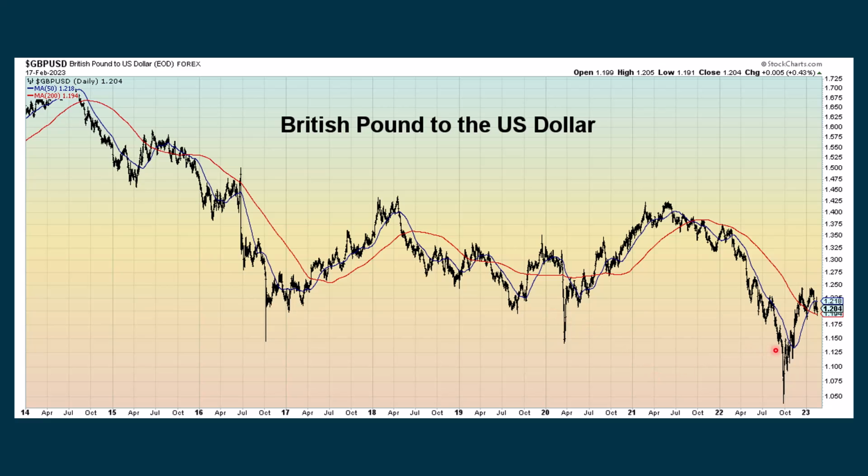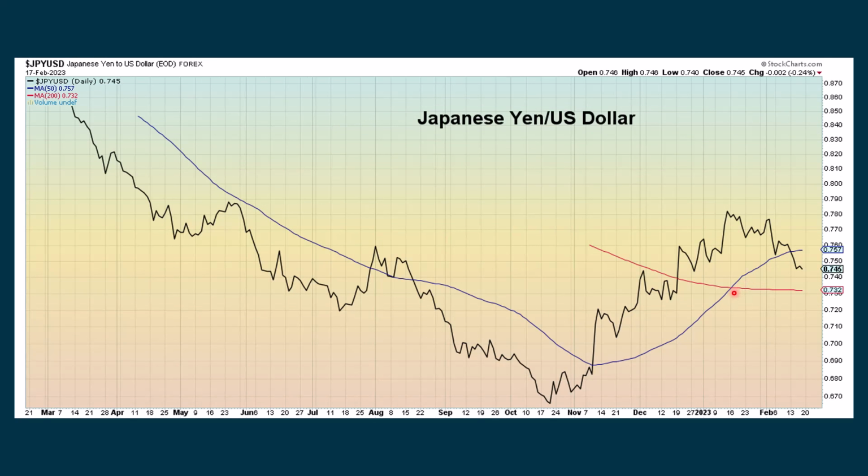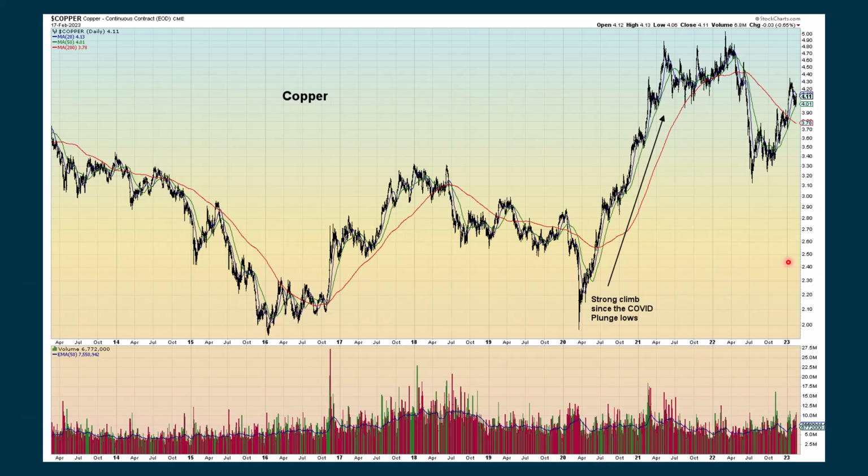Here's the British pound, after giving us a recent golden cross against the US dollar, has now been falling back below both moving averages. The Japanese yen, also a recent golden cross, but showing some weakness.